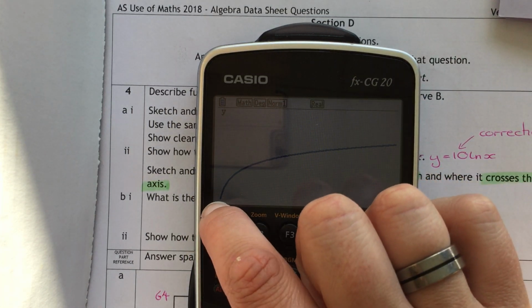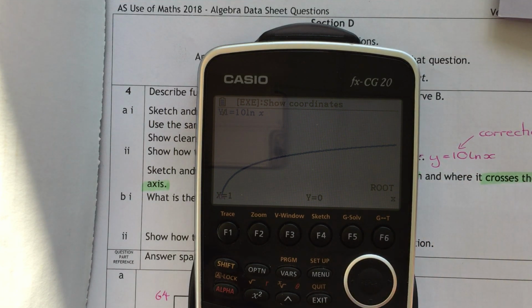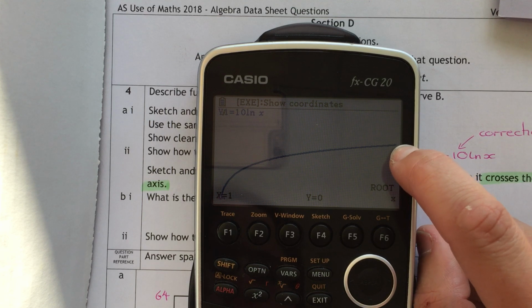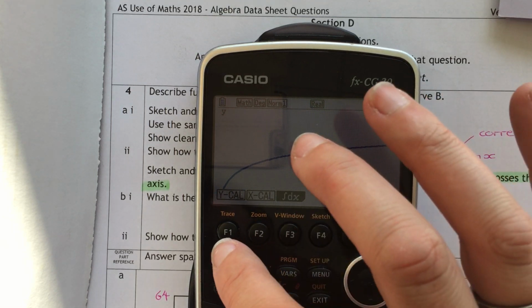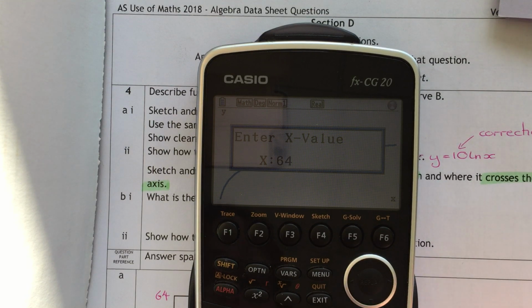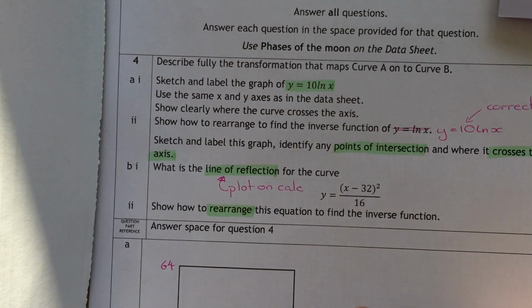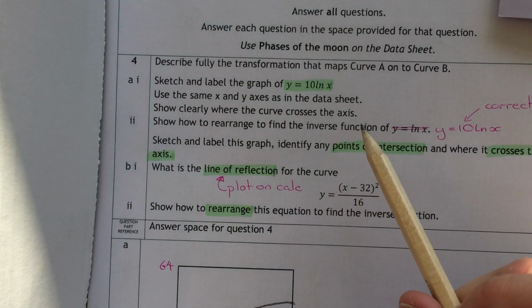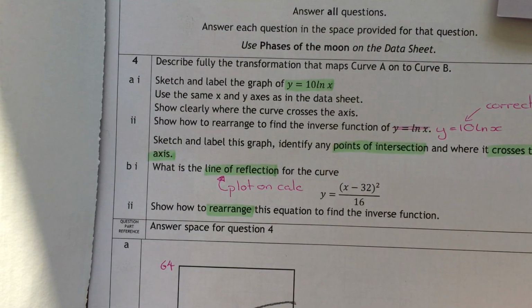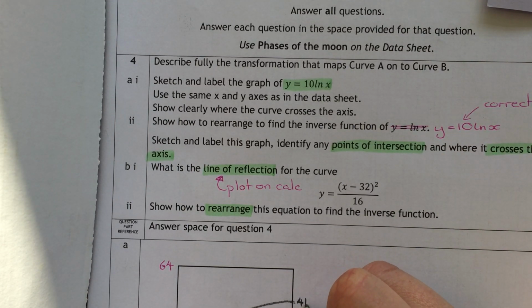Things that are useful, we'll be finding out what that root there is. So if we go gsolve root, that's coming in at 1. And if we find out what it is when x equals 64, then that gives us the other bit of information. So that's coming in at 41.5. So we have something that is going to look, 40 is about there. So we're looking at something that goes kind of like that. So where it crosses our axes, this is at 1 and this is at 41.6.